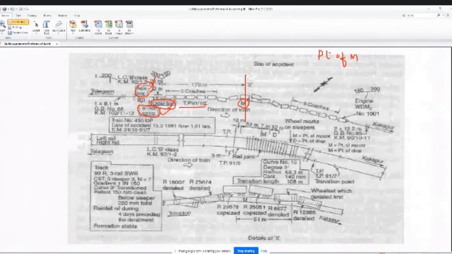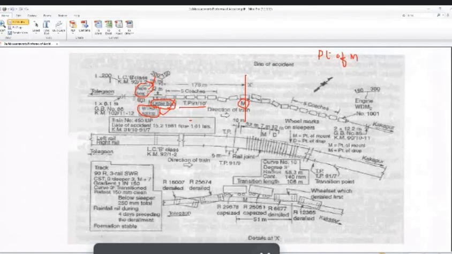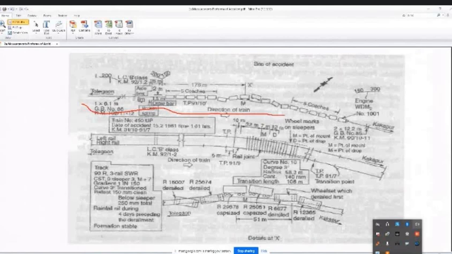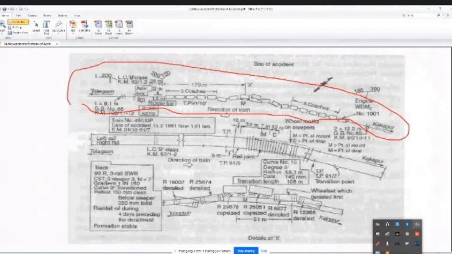So now, the information mentioned on the first layer, is it clear to you? Information mentioned on the first layer. Okay, this is the first layer. On this first layer, you can mention the engine number, station number, kilometer number, bridge number.